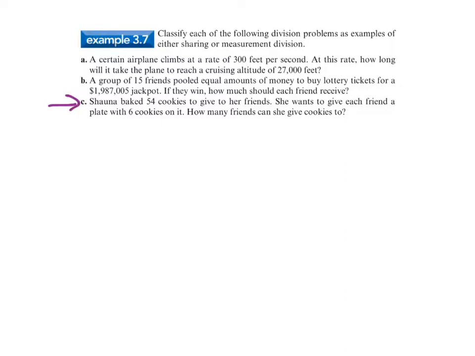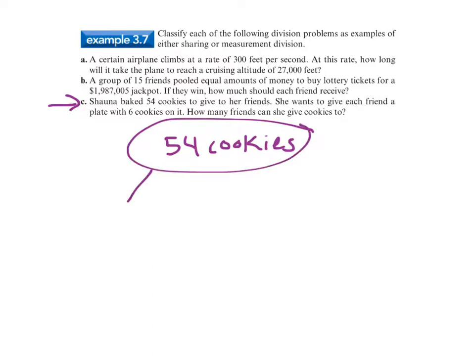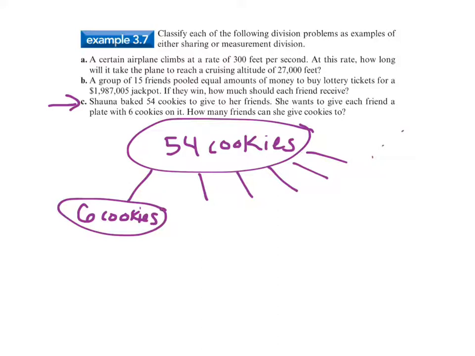Okay, and let's look at the last example. Shauna baked 54 cookies to give to her friends. All right, she wants to give each friend a plate with 6 cookies on it. Okay, how many friends can she give cookies to? All right, so when she divides this out to her friends, we know she's giving 6 cookies to each one, but what we don't know is how many friends she's giving those cookies to. So the question in this case is actually how many groups or how many friends. All right, how many groups can we divide those 54 cookies into?